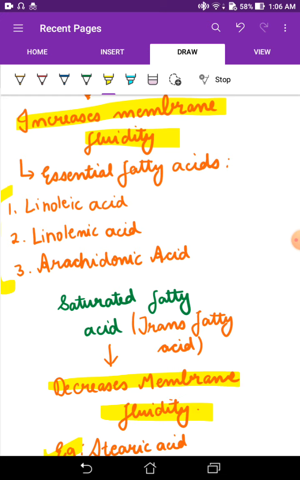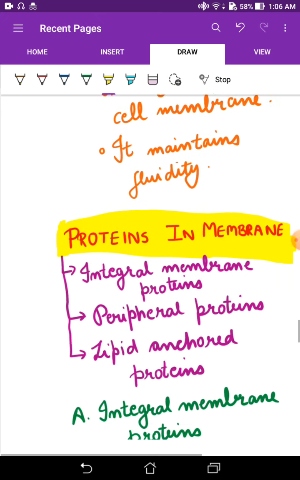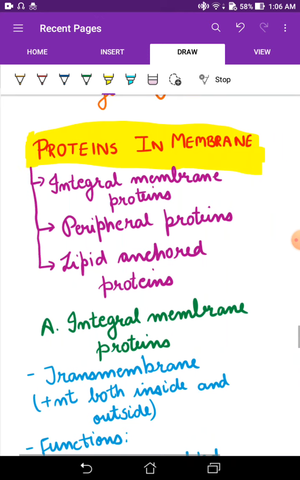Now, these essential fatty acids that I named, linolenic acid and arachidonic acid, are essential fatty acids. As I said, they increase the fluidity. You might have heard about the omega 3 fatty acids. They are also good for our health, and they increase fluidity. They are also essential fatty acids.